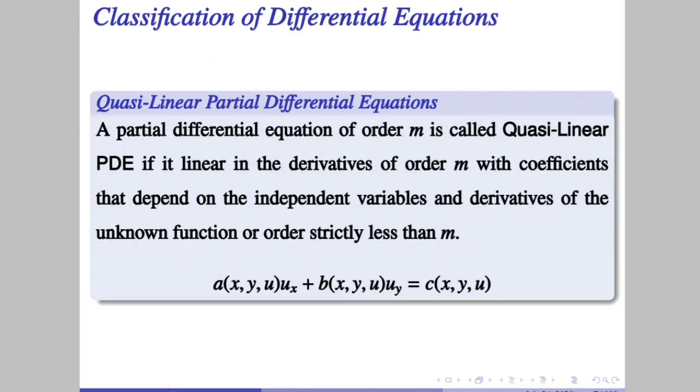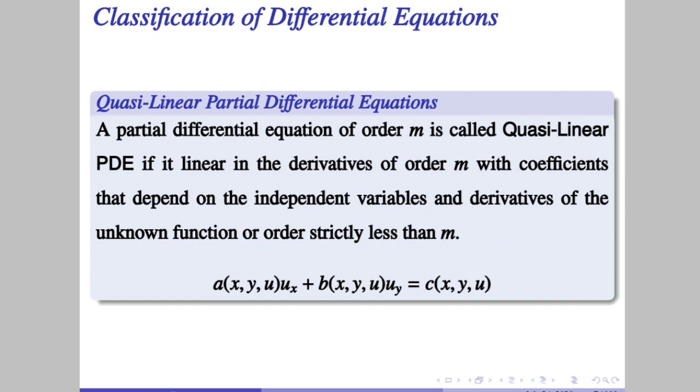Next, quasi-linear. A partial differential equation of order m is called a quasi-linear PDE if it is linear in the derivatives of order m, with coefficients that depend on the independent variables and on derivatives of the unknown function of order strictly less than m. That means it is linear in the highest order derivatives. For example, a(x,y,u) ux plus b(x,y,u) uy equals c(x,y,u).